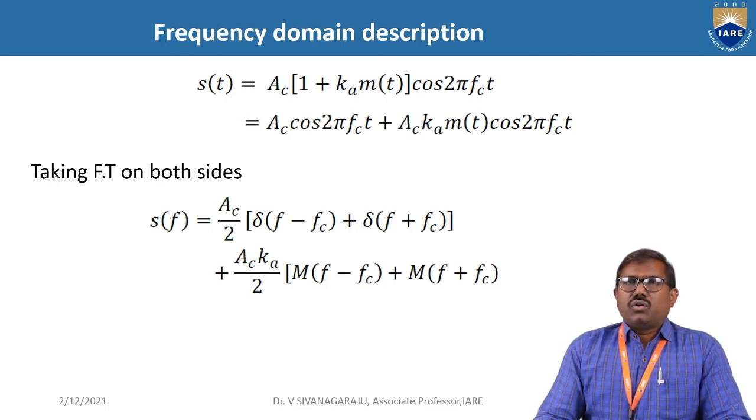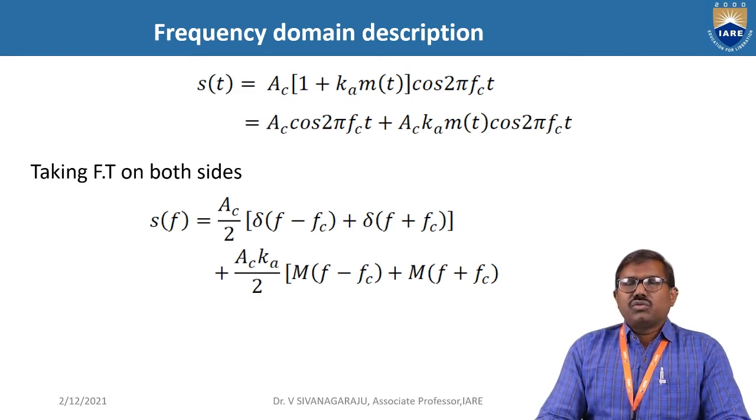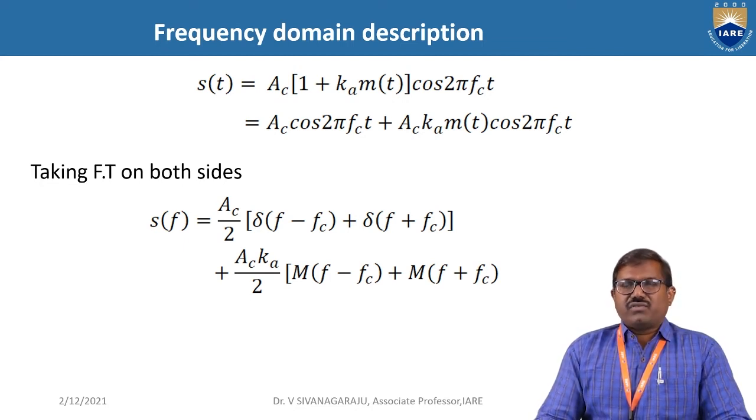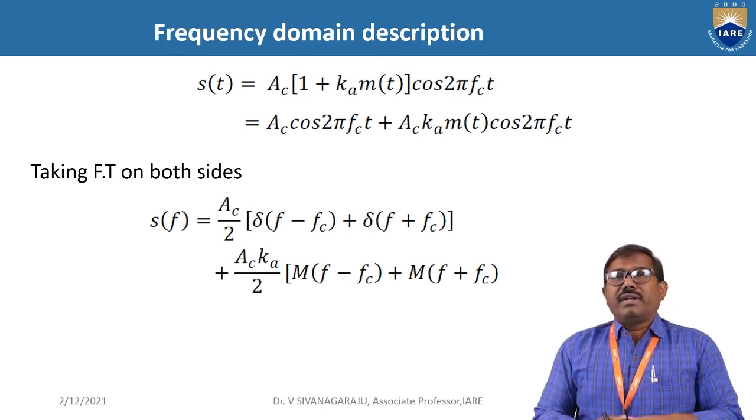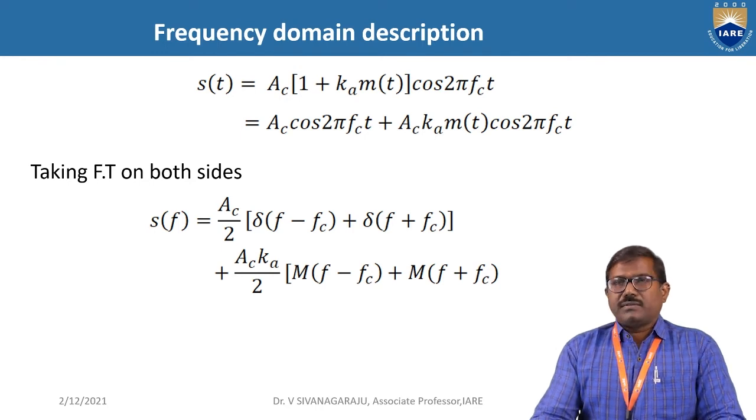Okay. So now the total S of t, that is the amplitude modulated wave. After applying Fourier transform, we get S of f, which is equal to AC by 2 of delta of f minus fc plus delta of f plus fc plus AC Ka A by 2 of M of f minus fc plus M of f plus fc. That is after applying Fourier transform, the amplitude modulated signal is converted into this.